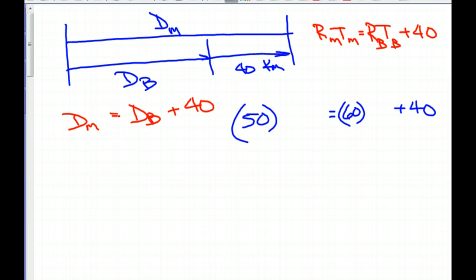Do we know anything about time? They were 4 hours apart. Did they leave at the same time? So you can do TM equals TB plus 4. So our time is TM equals the time that Beauregard traveled, or was on the road, plus 4. Now they're equal. If we add 4 hours to Beauregard's time, it'll be the same as Millicent's.